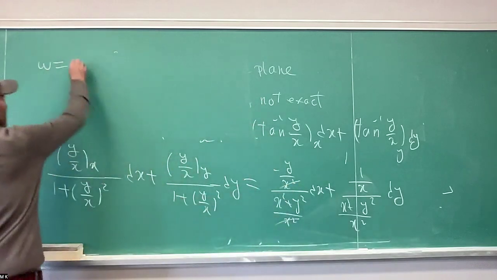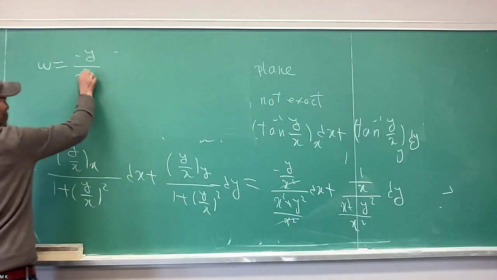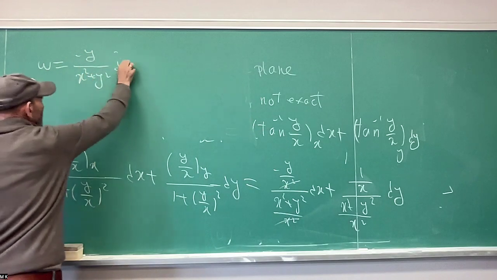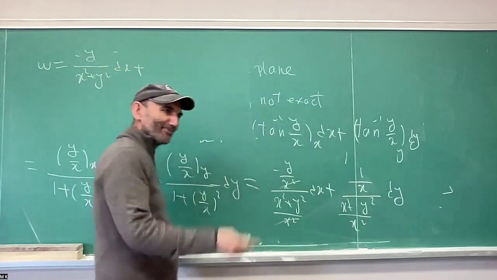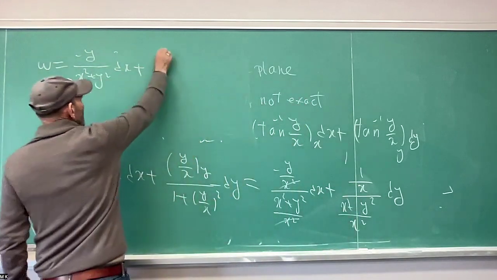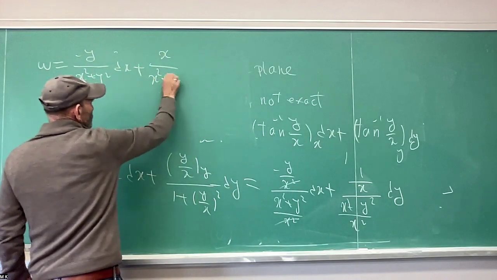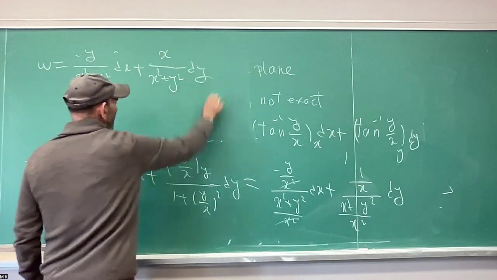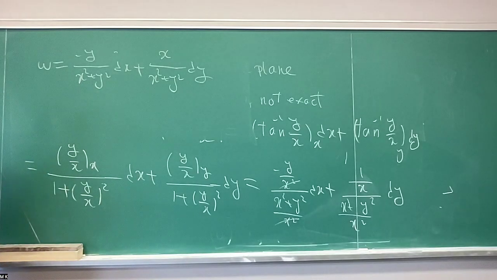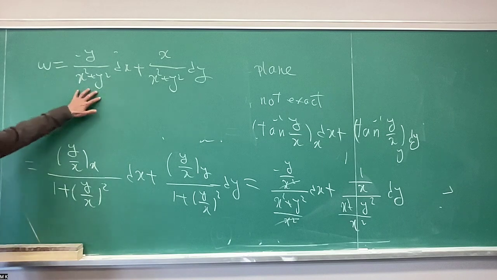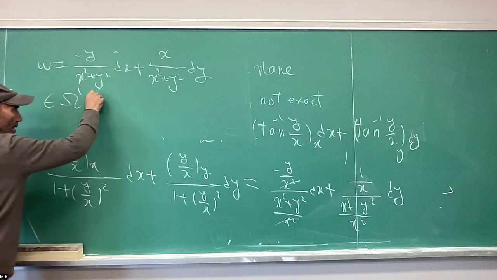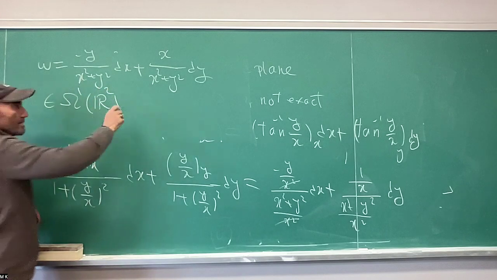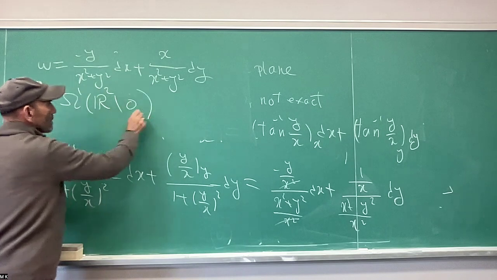So omega is equal to minus y over x squared plus y squared dx plus x over x squared plus y squared dy. So this one form is the differential of the angle, but you see, now this belongs to omega 1 of R2 minus 0, of course.